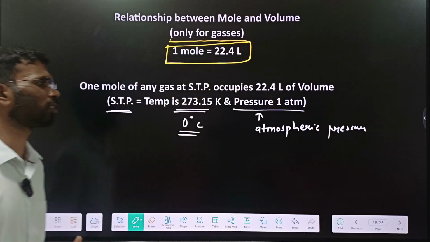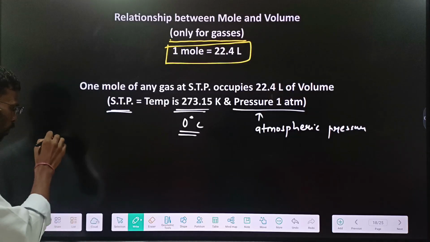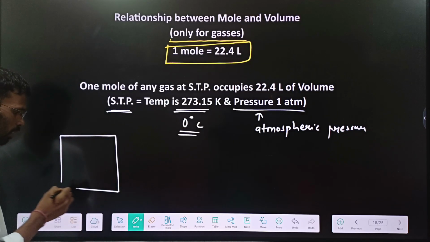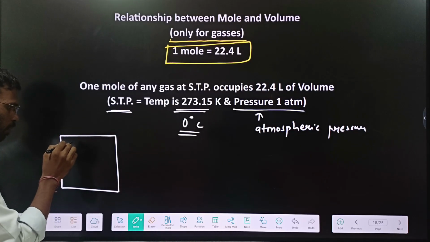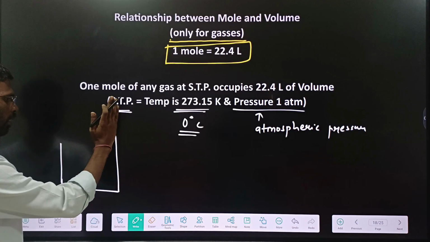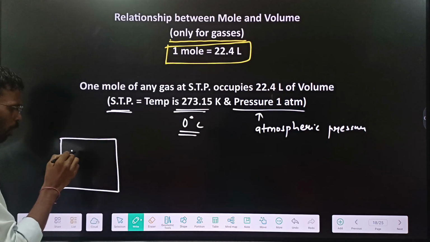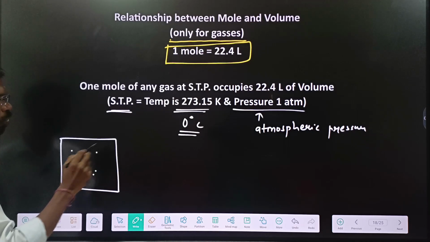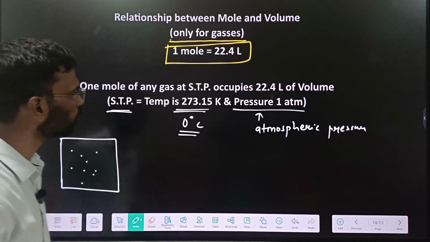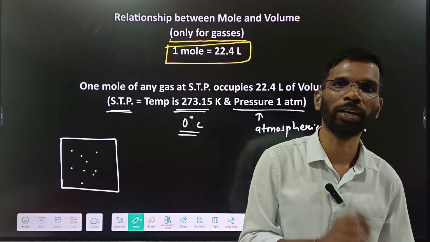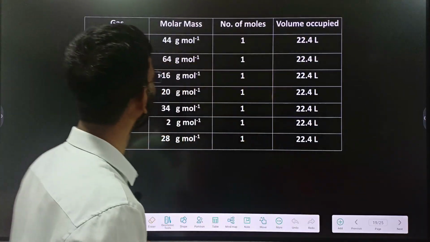1 mole of any gas will occupy how much? 22.4 liter. This is a fixed thing. Means if there is a gas, and let's say there are 6.02 into 10 raised to 23 molecules, this gas at this condition of temperature and pressure will occupy how much volume? 22.4 liter.